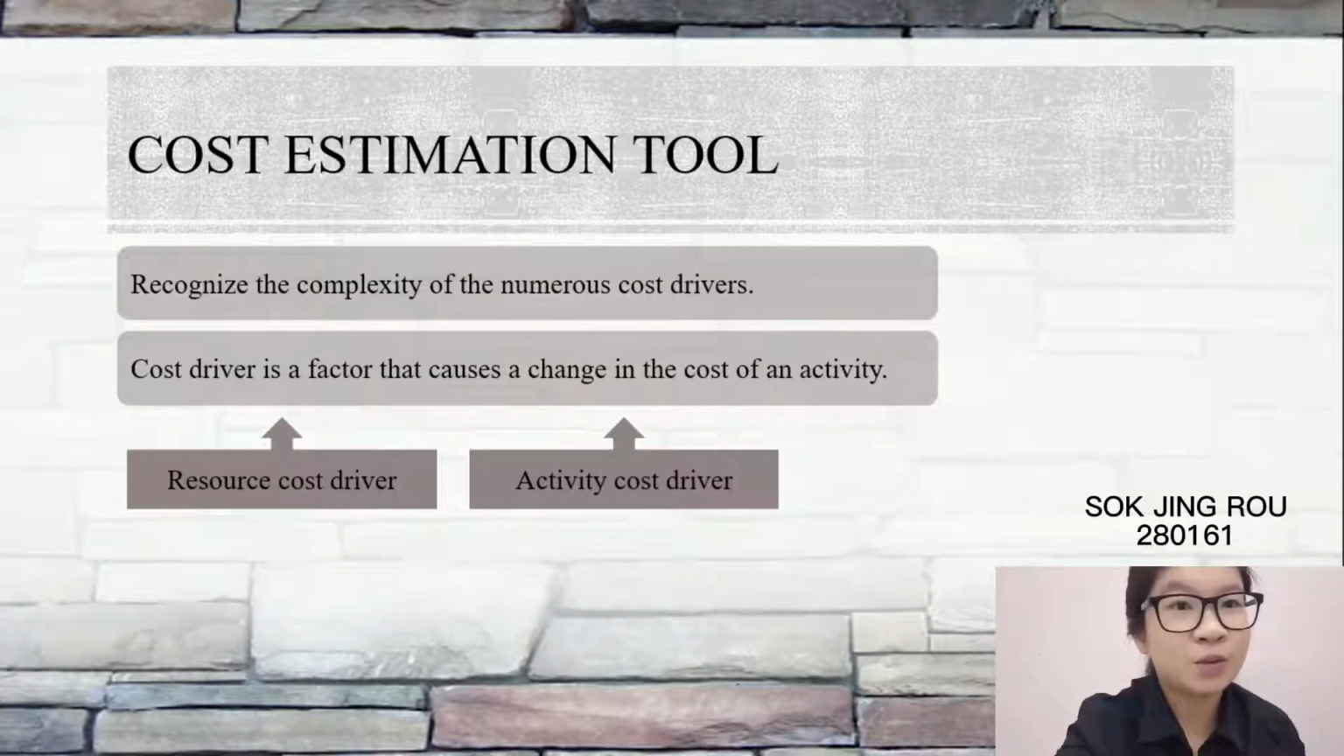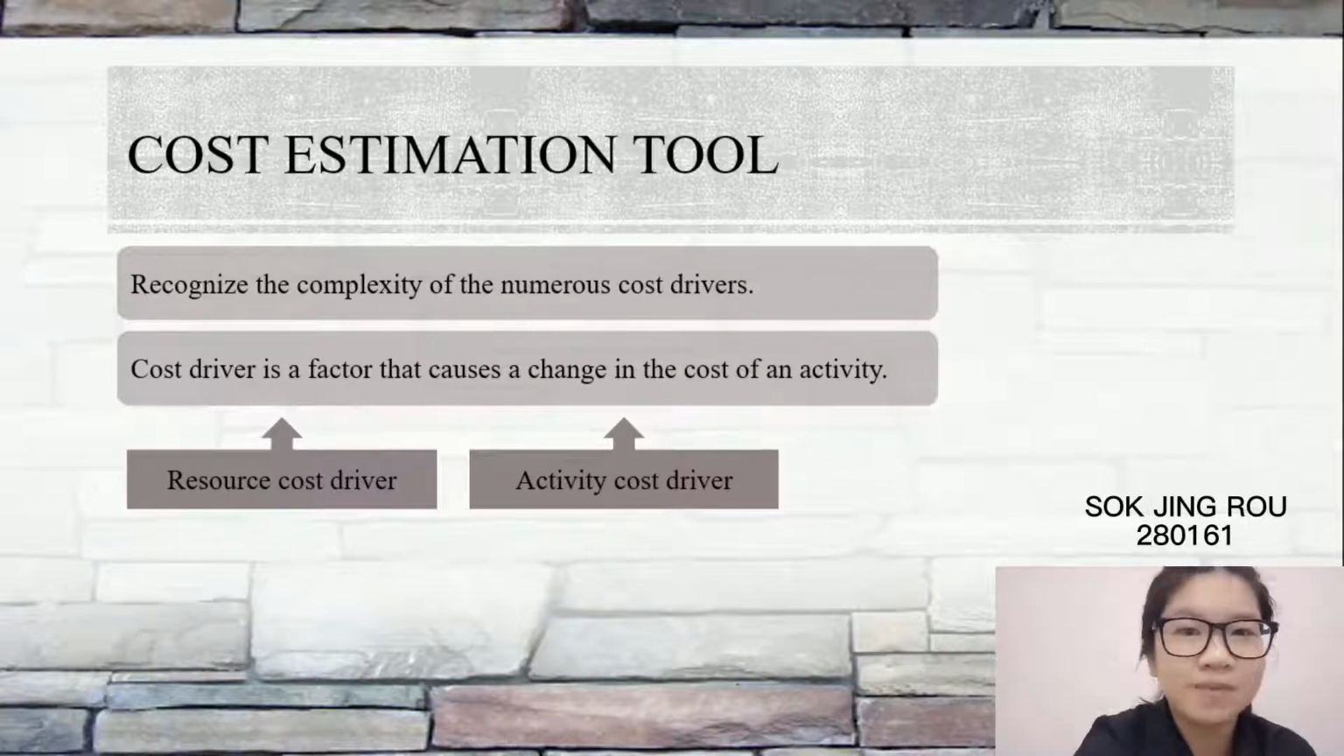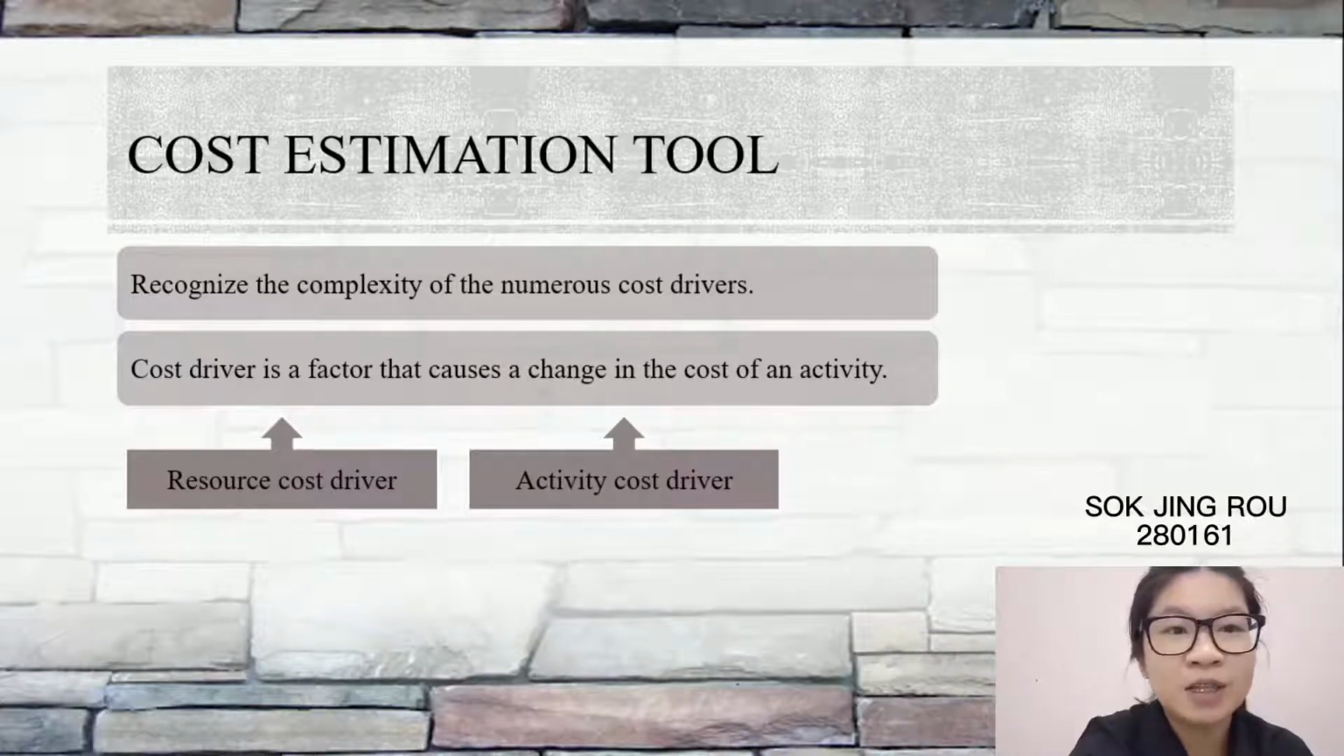Cost driver is divided into two groups. First group is a resource cost driver. It is a measure of the quantity of resource consumed by activity and is used to assign the cost of a resource to an activity or cost pool. The second group is an activity cost driver. It is a measure of the frequency and intensity of demand placed on an activity by cost object and is used to assign cost to the cost object. As a result, the cost can be easily computed by using the activity-based costing system even if the business is complex.